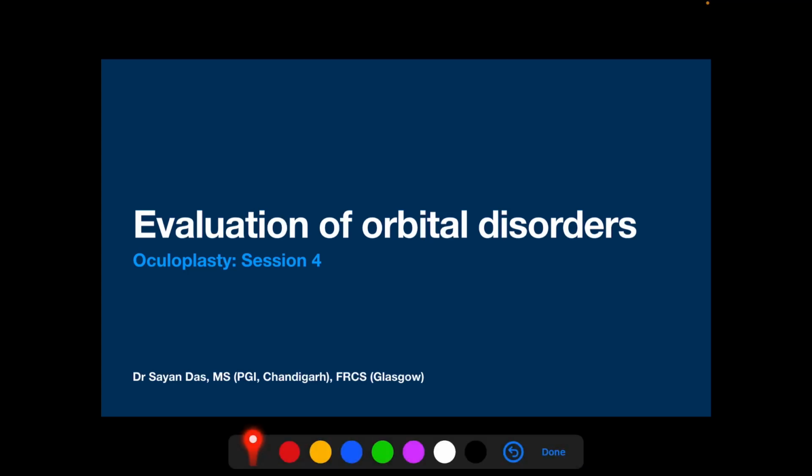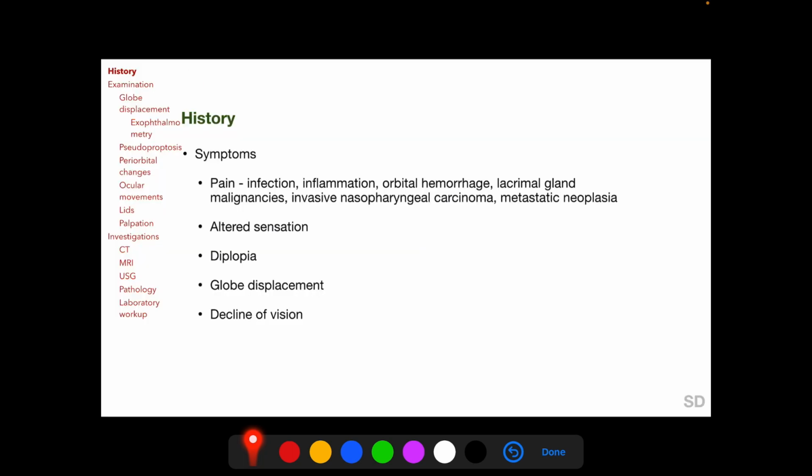Welcome. This session will be on how to assess a patient with an orbital problem. So it starts with the history and we inquire about symptoms such as pain, altered sensation, diplopia, globe displacement and decline of vision. Apart from infection, inflammation and orbital hemorrhage, it is important to remember that patient will have pain in situations such as lacrimal gland malignancies, invasive nasopharyngeal carcinoma and metastatic neoplasias.